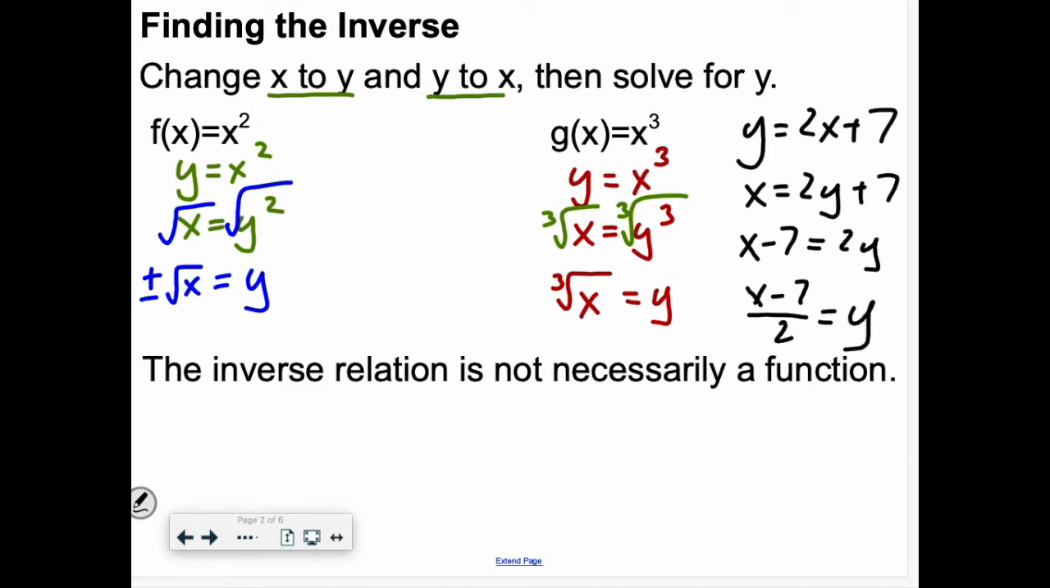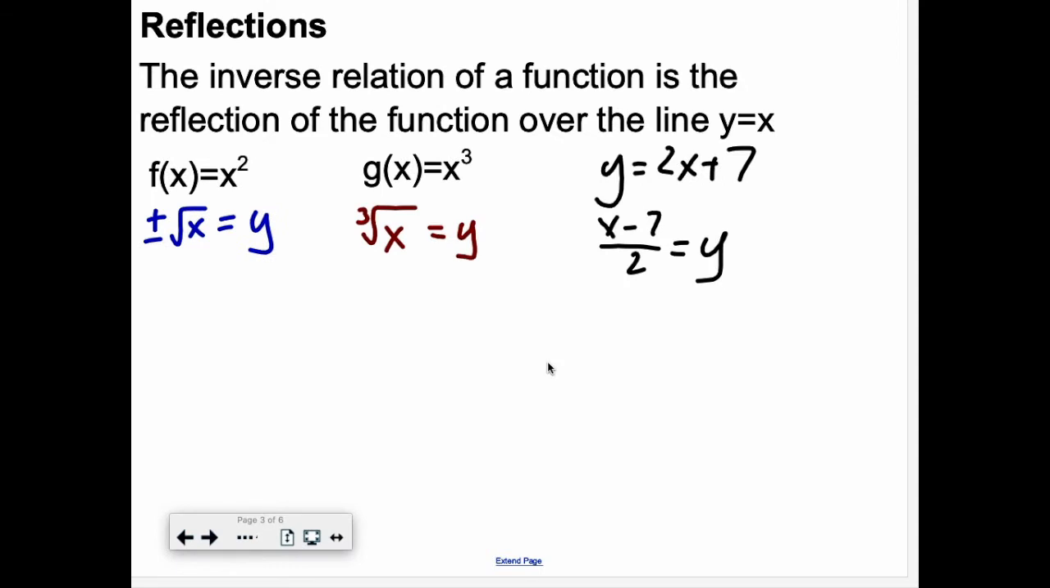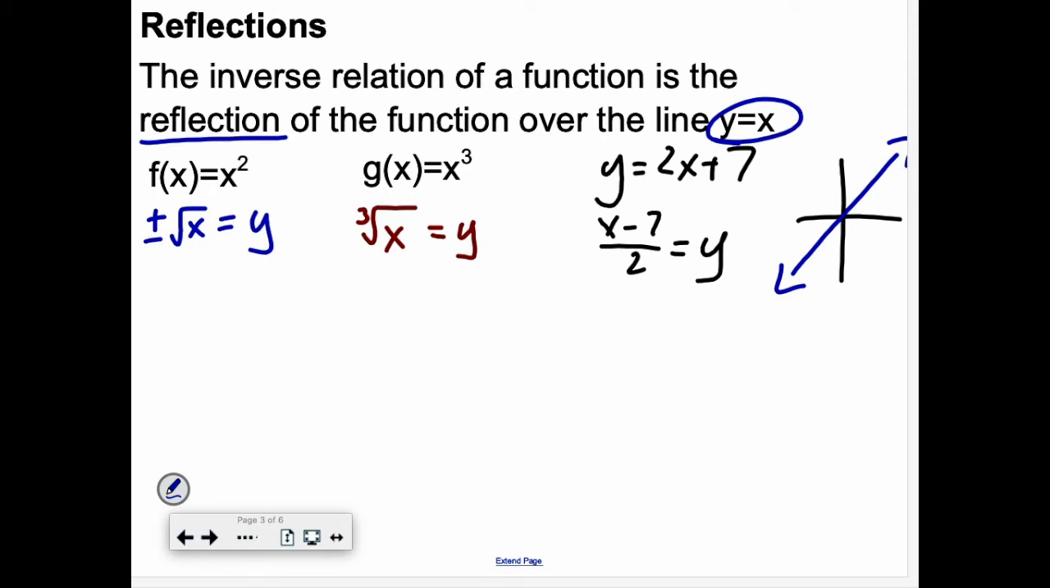It's very important to note, though, that the inverse of a function, the inverse relation, is not necessarily a function. One of these three is not a function. So the inverse relation of a function is actually a reflection over this line, y equals x. And you have a quick little sketch here. Y equals x is this line right here. It has a slope of 1 and a y-intercept of 0.